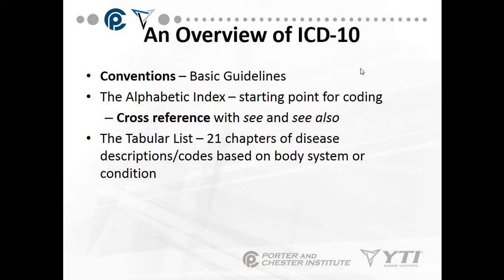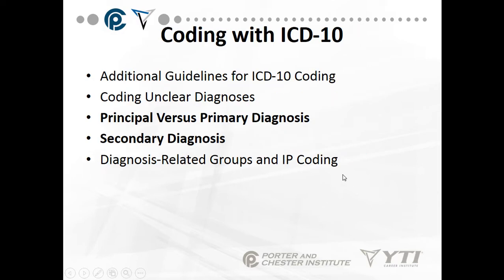You never, ever, ever code from the alphabetic index, but that's where you start. And you're going to see cross-references that say see or see also, because it may be listed a different way. The tabular list is 21 chapters of disease descriptions and codes based on the body system or the condition. All right? There are additional guidelines for ICD-10 coding, which you will find in those specific chapter guidelines.